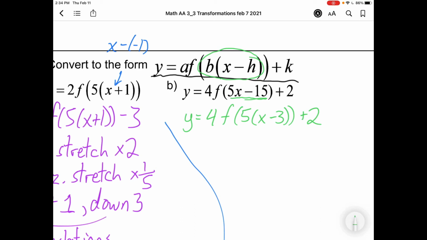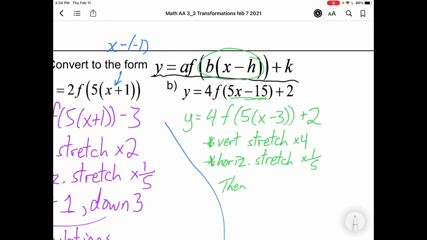In terms of a correct order and the correct transformations, I can write the stretches in any order. So it's vertical stretch by a factor of 4. It's horizontal stretch by a factor of 1/5. And from this form, it's then translated. And same thing with the last one we did. It would be then the translations happen. 3 right and 2 up.